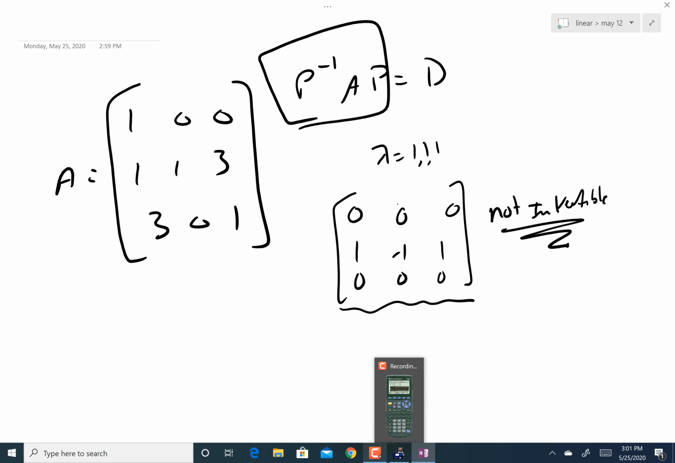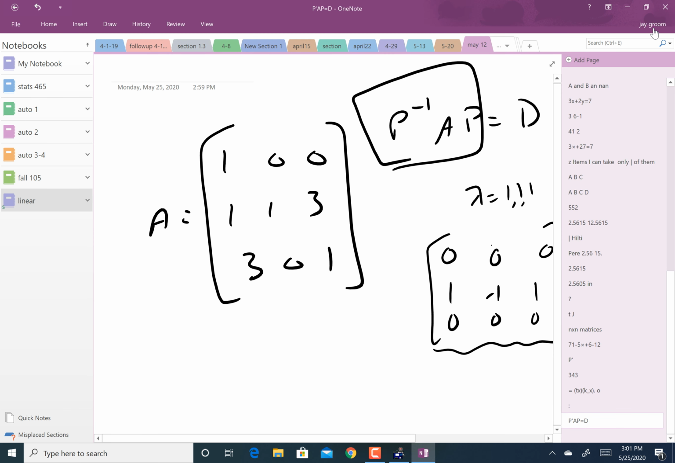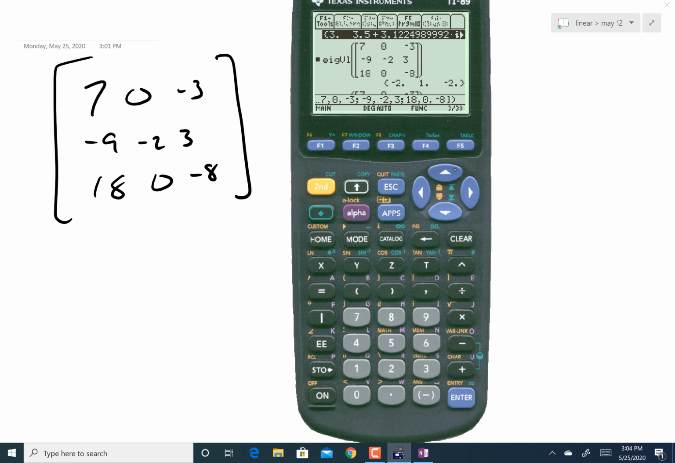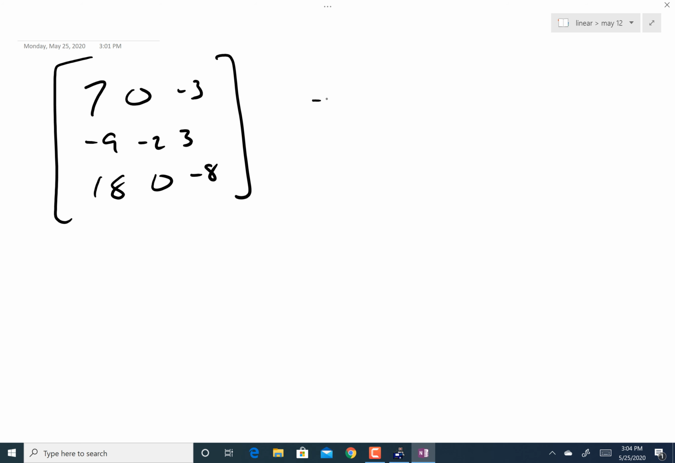I'm going to start off with another one here. Matter of fact, I'm going to let you in on a little secret. If you were a teacher and you'd like to do something cool here, actually, I don't feel like it. Here we go. So I went in and plugged it in. So I got negative 2, 1, negative 2. Okay, there they are.